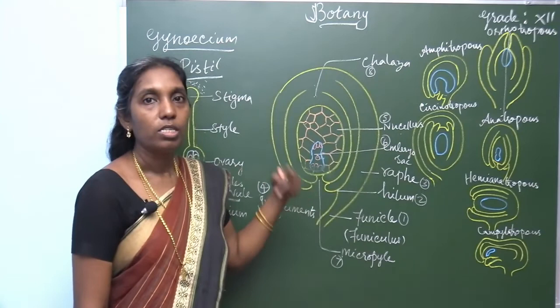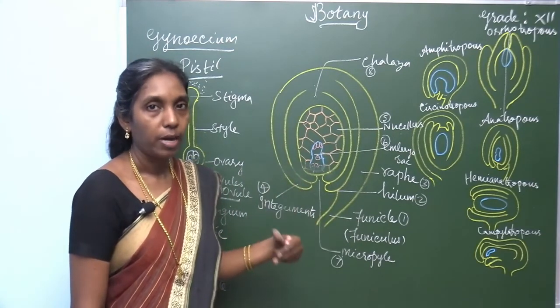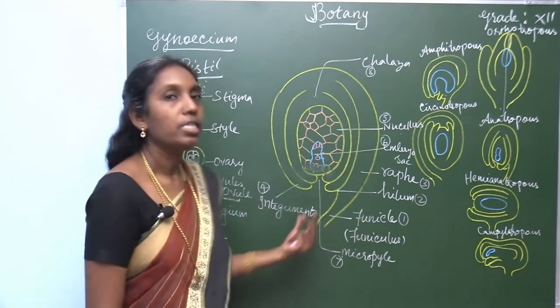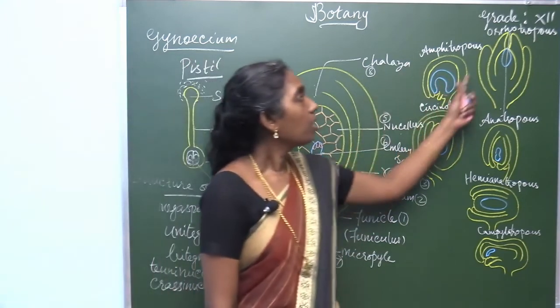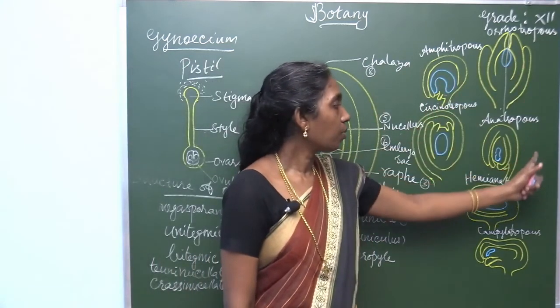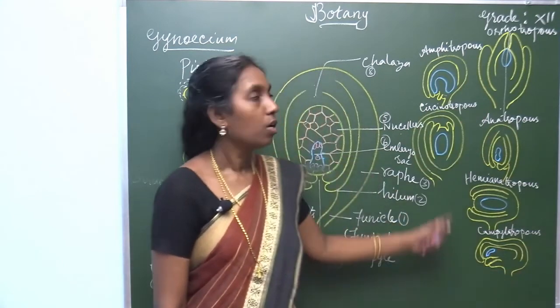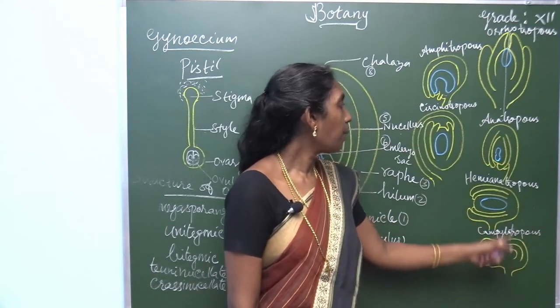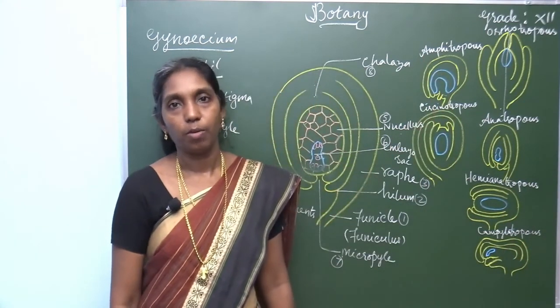In addition, what is epistase? What is hypostase? What is unitegmic, bitegmic? Then what is teninucellate and crassinucellate? And the types of ovule with diagrams: there are 6 different types, orthotropous, anatropous, hemianatropous, campylotropous, amphitropous and succinotropous.